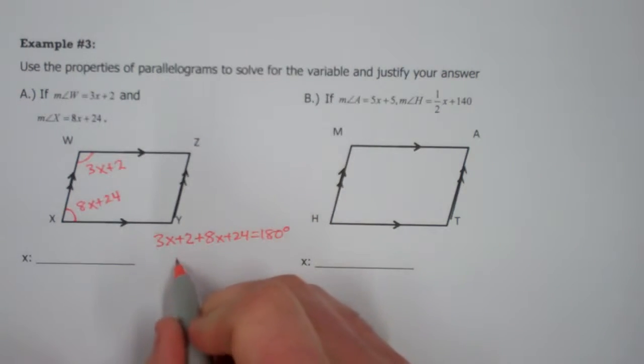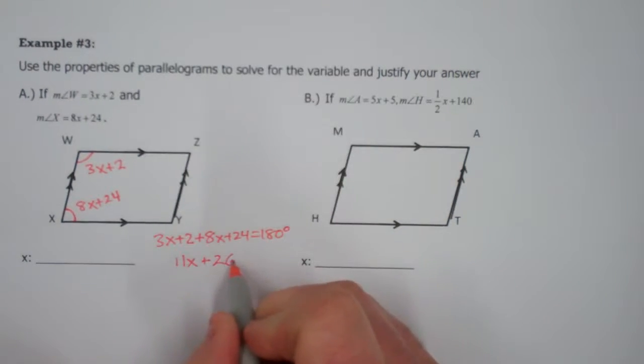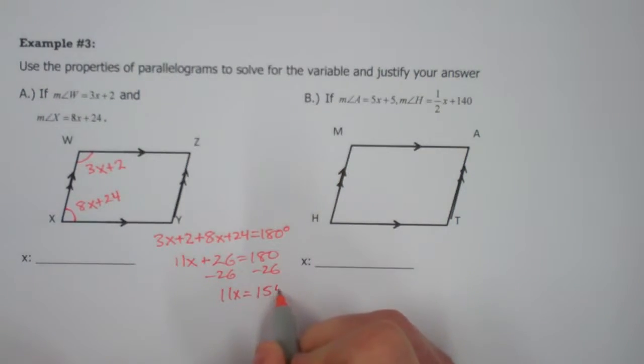What we'll do now is combine like terms here, so 3x and 8x is 11x, and 2 and 24 is 26. Then we'll subtract 26, 11x is equal to, oh boy, I think that's 154, and then we'll divide each side by 11. Now 154 divided by 11, let's see. Well, 121 would be 11 squared, and we need 33 more, which is another 3, so I think this one's 14.